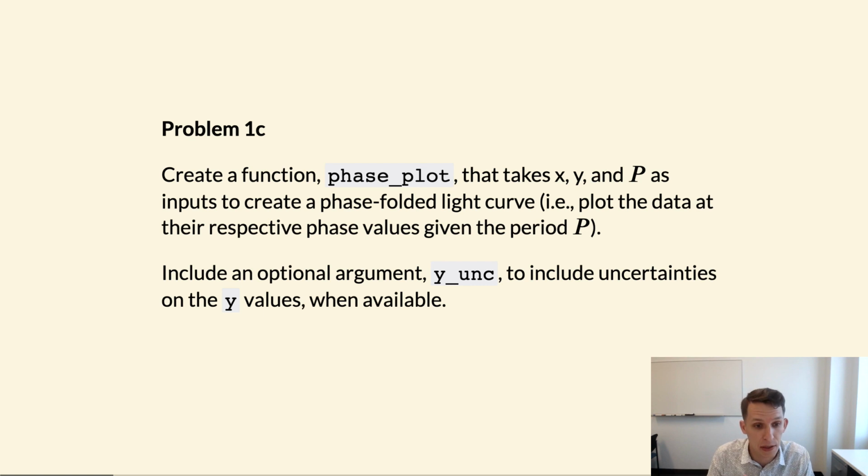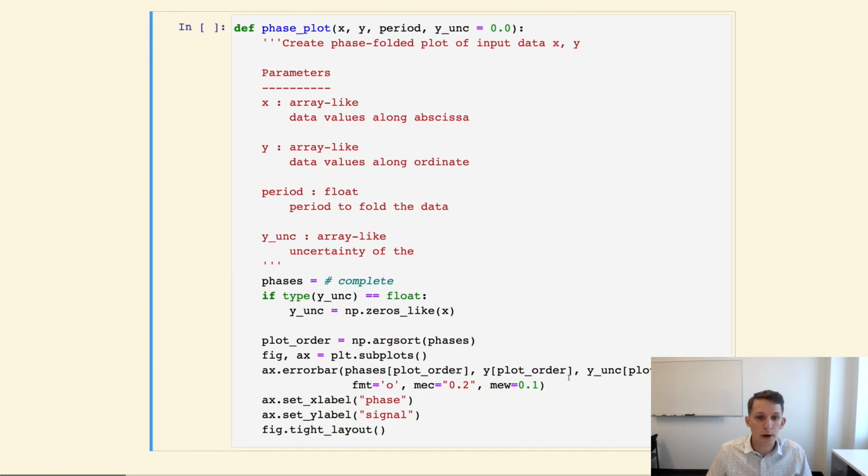We also want this function to have an optional argument, y uncertainties, so that we can include uncertainties on the y values if they are available for our data. OK, so if we want to figure out where the phase is for everything, that's something it looks like we're going to have to calculate in this particular function that has inputs x, y, and a period on which to fold.